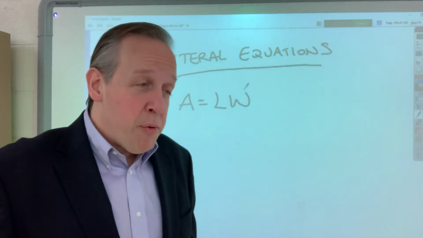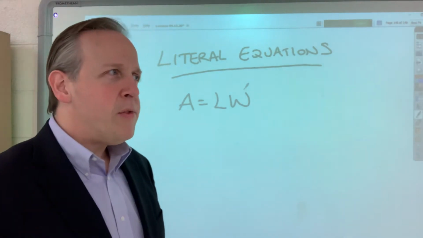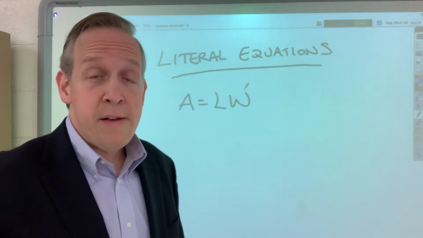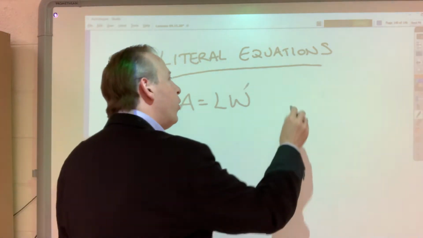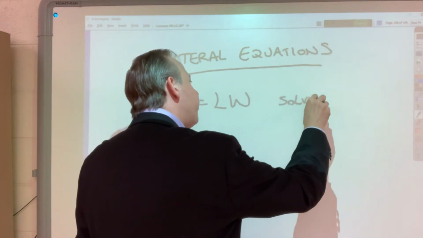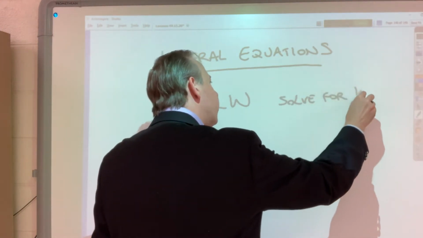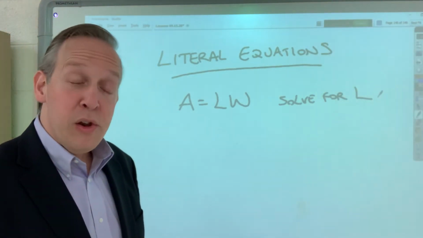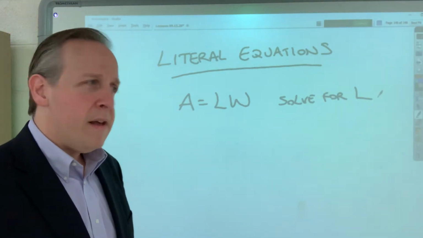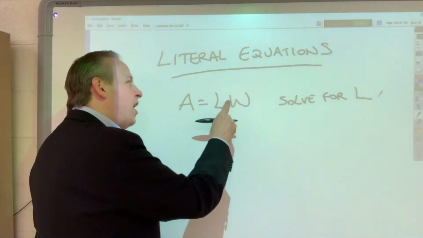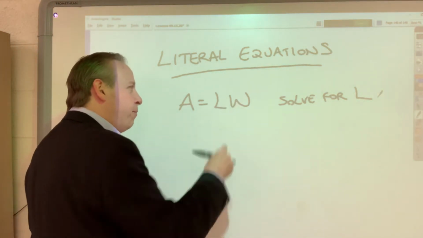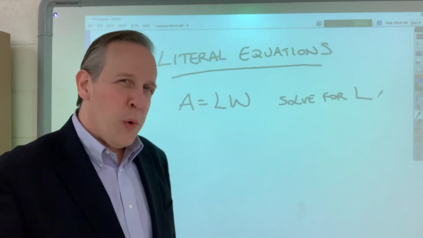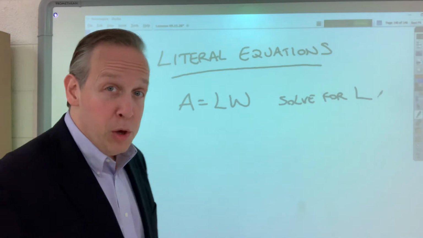So, not a problem right now. What if instead of solving it for A, which it already is solved for, we want to solve for L? So you'd see either solve for L or you'd see a semicolon and then the letter L. Either which way, it's asking you to do the same thing. Get L by itself. L is tied to the W by the act of multiplication, so in order to undo the multiplication, we're going to have to divide both sides by W.